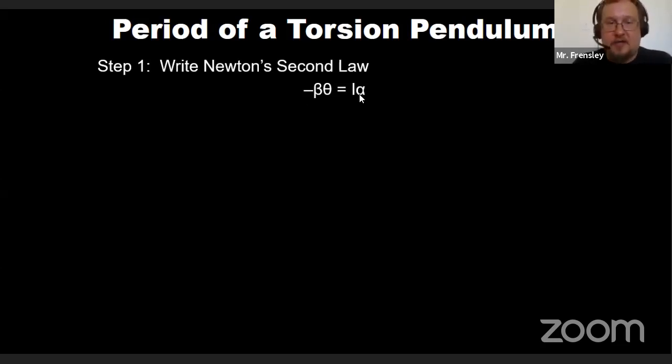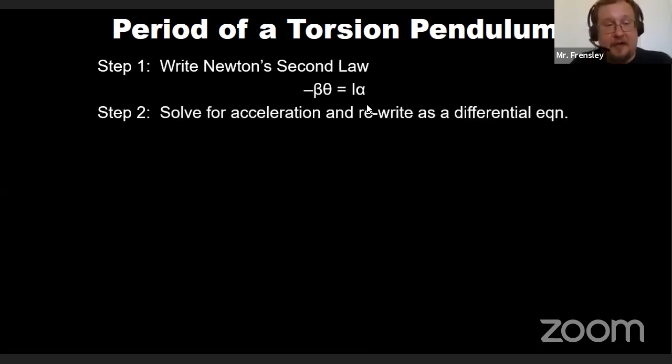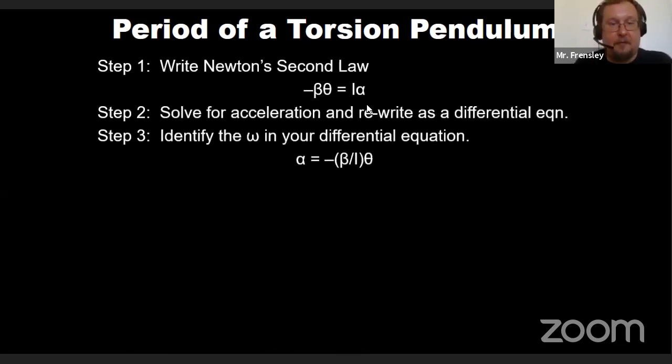So there's your acceleration right there, except it looks like an alpha instead of an a. Let's get that alpha by himself. Alpha's by himself. We've got negative beta, a constant for the cord, over I, a constant for the disc, times theta. What's the simple harmonic motion differential equation?